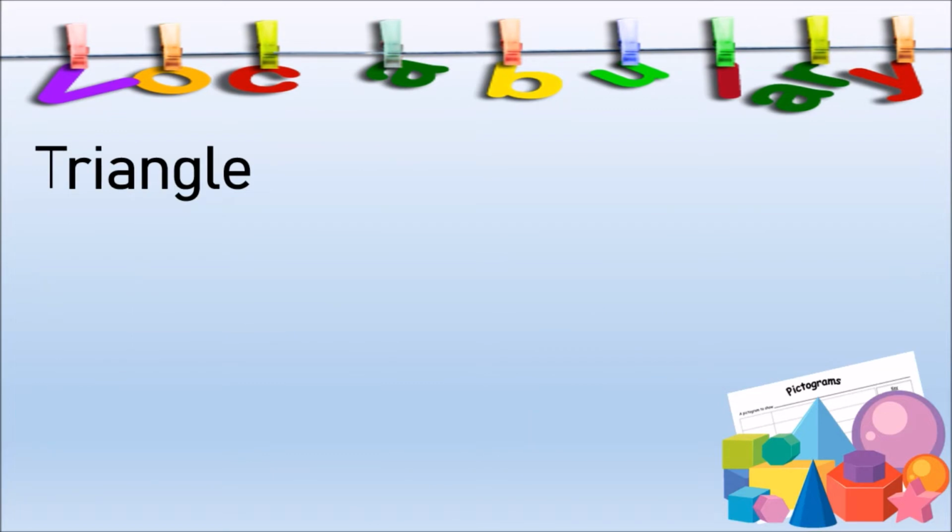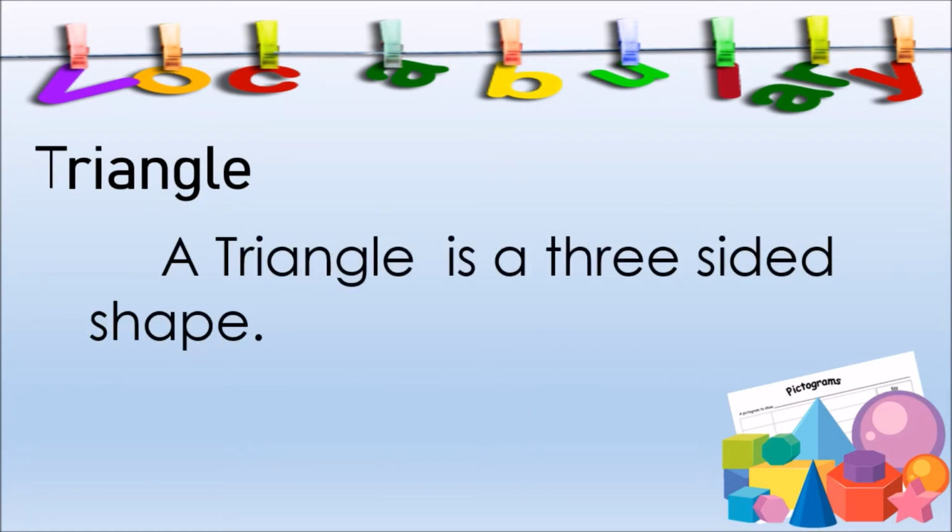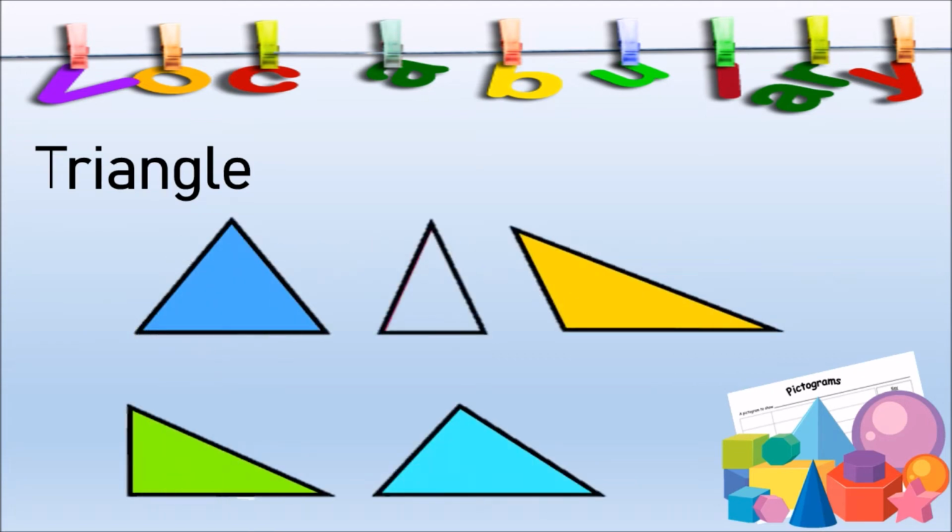Triangle. A triangle is a 3-sided shape. These are an example of a triangle. Let us count the sides. 1, 2, 3. A triangle has also 3 angles. 1, 2, 3.